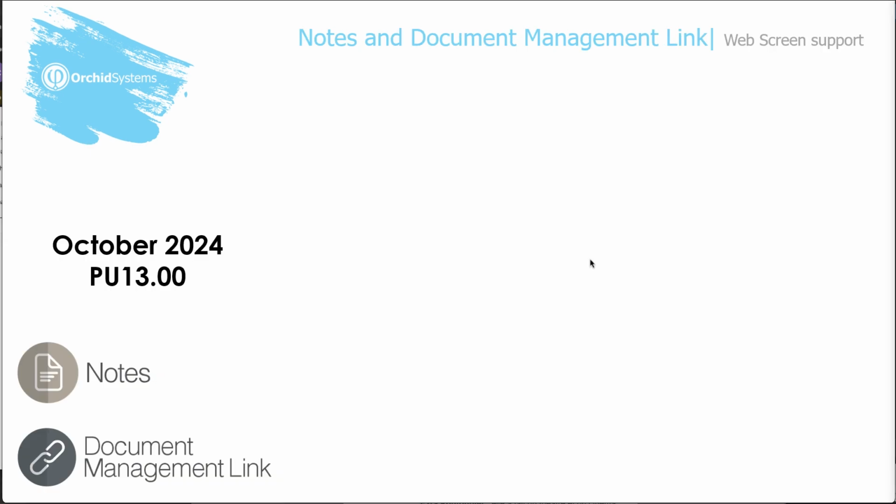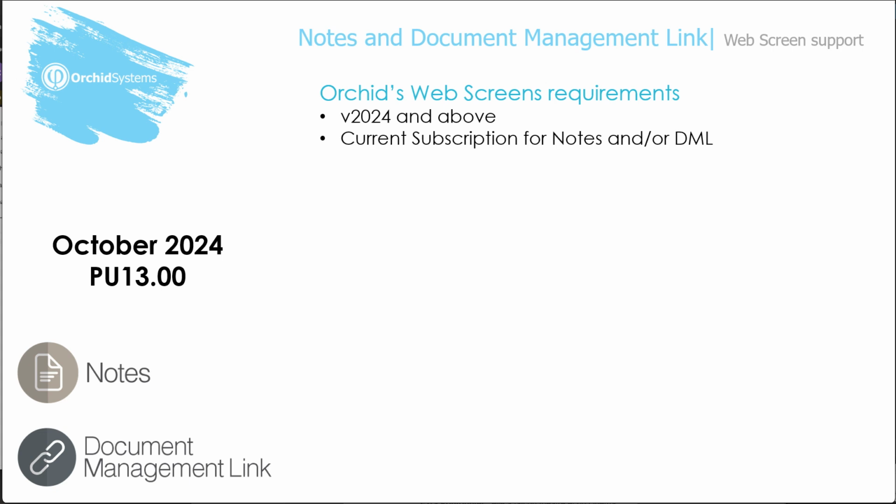We are in the final testing stages and expect to release Information Manager PU13 in October. The web tray will be released for version 2024 and version 2025 of Sage 300. As with the EFT web screens, the web tray is only available for customers who have an active subscription license for Notes and/or Document Management Link.